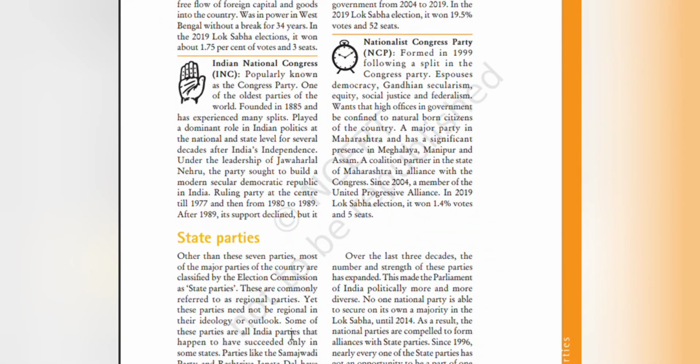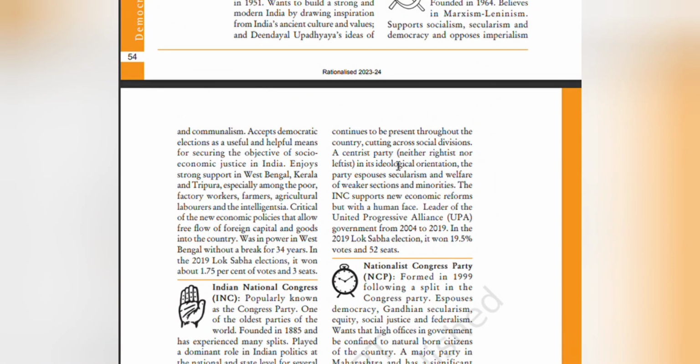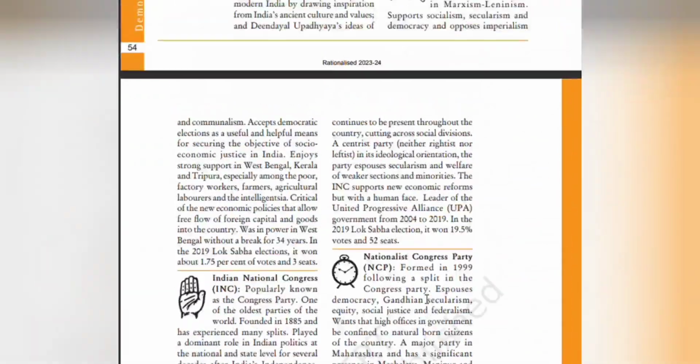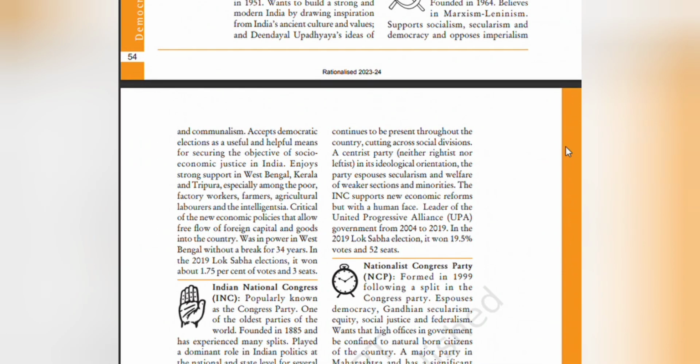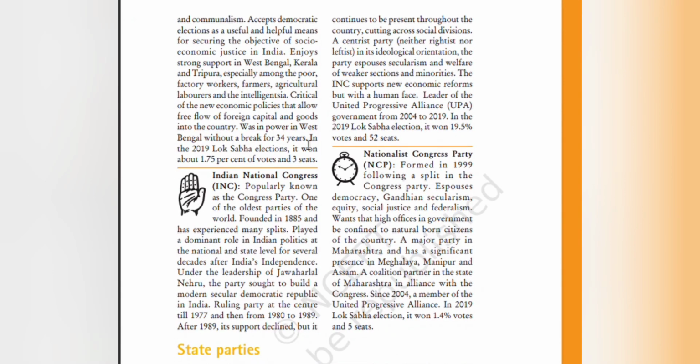After 1989, its support declined, but it continued to be present throughout the country, cutting across social divisions. A centrist party, neither rightist nor leftist in its ideological orientation, the party espouses secularism and the welfare of weaker sections and minorities. INC supports new economic reforms with a human face. It was the leader of the United Progressive Alliance government from 2004 to 2019. In the 2019 Lok Sabha election, it won 19.5% votes and 52 seats.